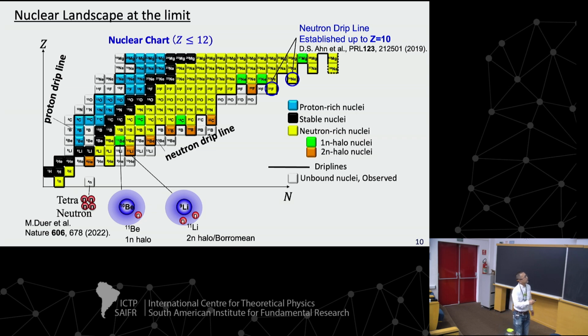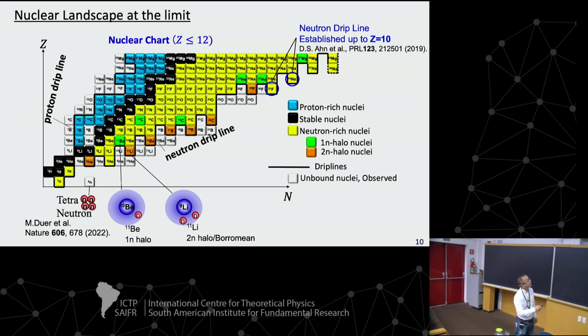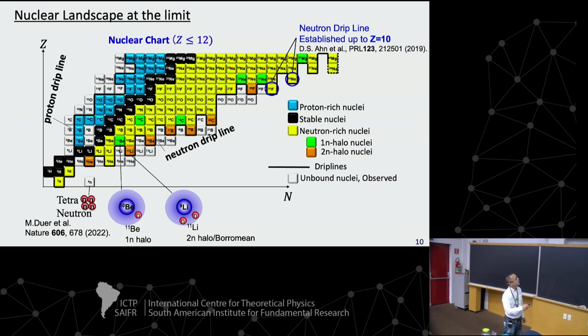The neutron drip line has been established recently up to only neon isotopes. And very recently, only 6 years ago, we confirmed that fluorine-31 and neon-34 are the last bound isotopes of fluorine and neon. Okay? But above that, how about sodium?